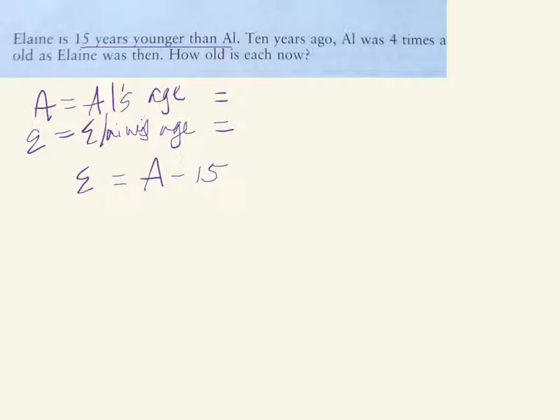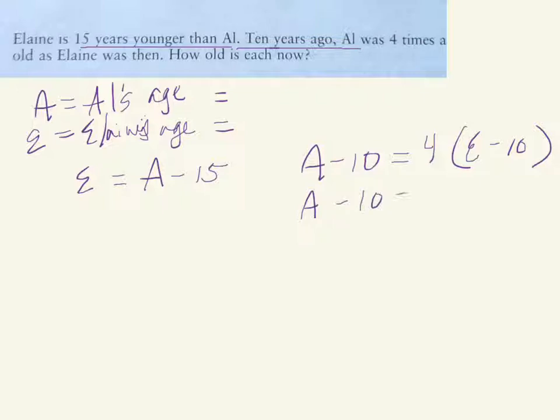Ten years ago, Al is A minus 10. Ten years ago, Al was 4 times as old as Elaine was then. Well, 4 times Elaine's age then; Elaine was E minus 10. So what we have is A minus 10 equals 4 times E minus 10.